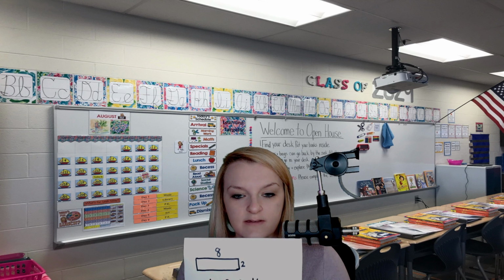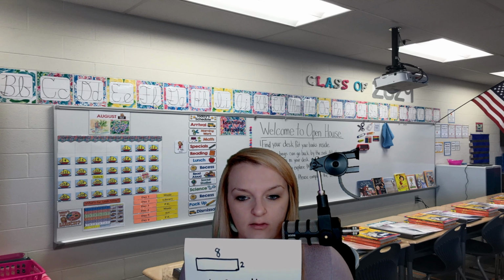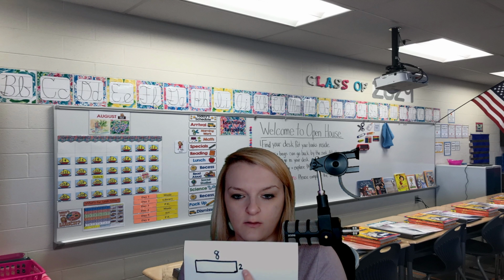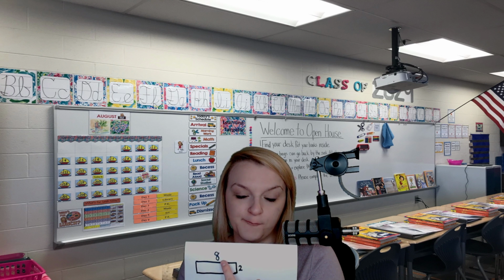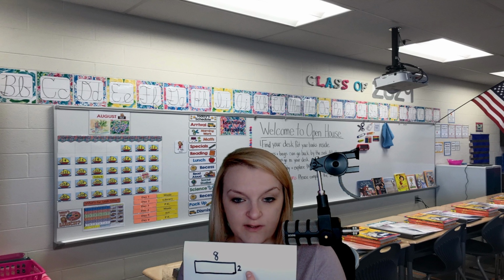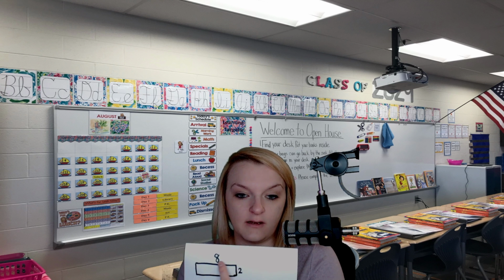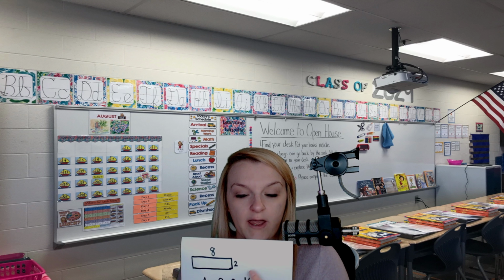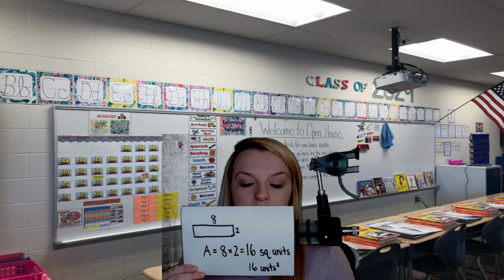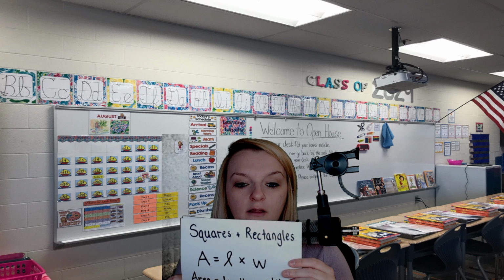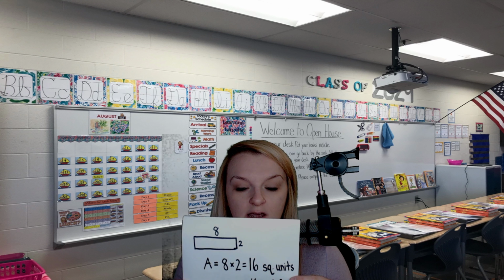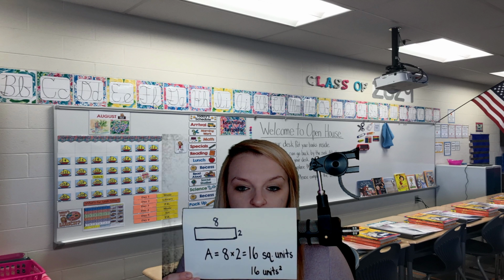So if we think about a picture of a rectangle like this, here I have the length and width labeled. Now, it doesn't really matter if you say that the 2 is the length or the width, as long as you say the 2 is one and then the 8 is the other. So you could say 8 is the length and 2 is the width, or you could say 2 is the length and 8 is the width. Doesn't really matter. But I would find this by doing 8 times 2, which is my length times width. 8 times 2, which is 16.